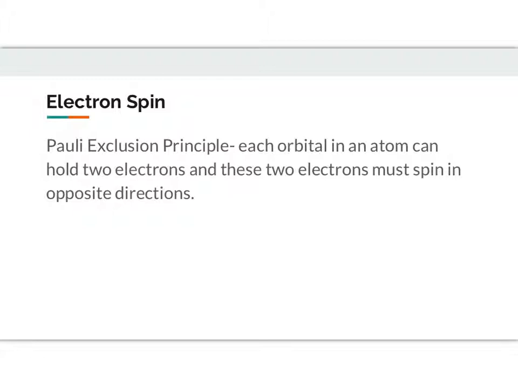So those are the main points of the quantum mechanical model. Now we can put it all together and write an electron configuration.